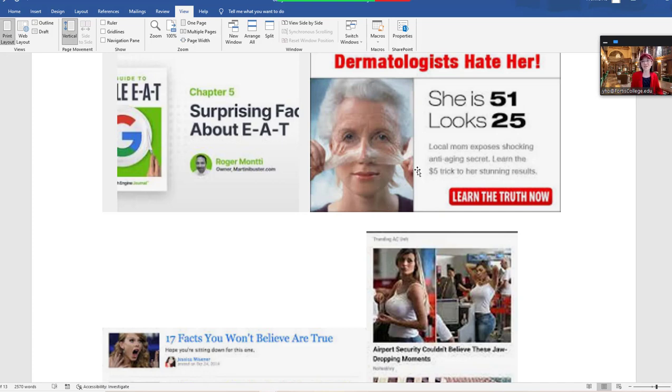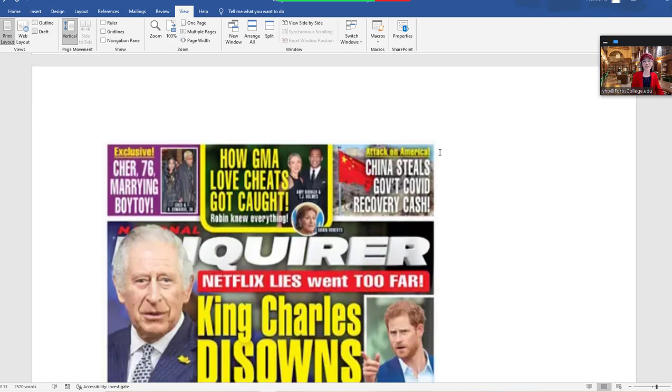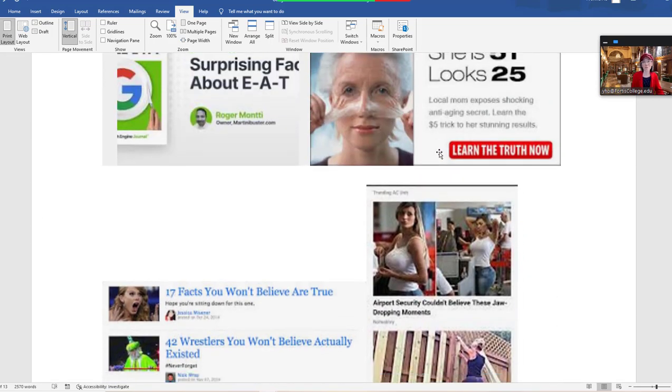Dermatologists hate her. So anytime you have big pictures and exclamation marks, that gives you a clear indication not to believe it. It's clickbait. Okay, it's BS, and we don't use these articles for our papers.